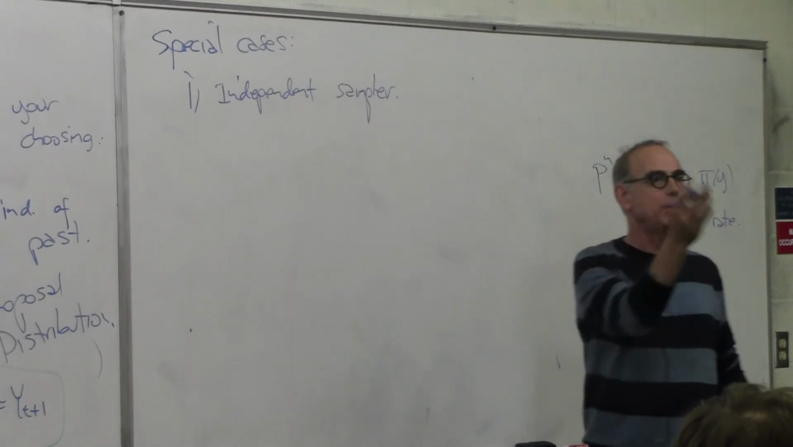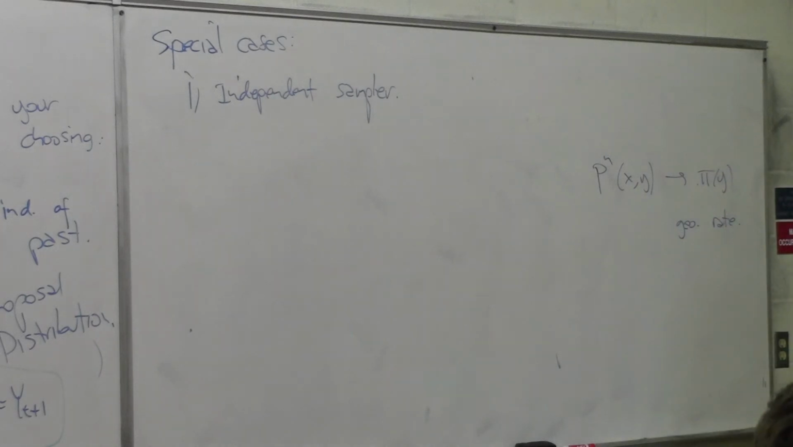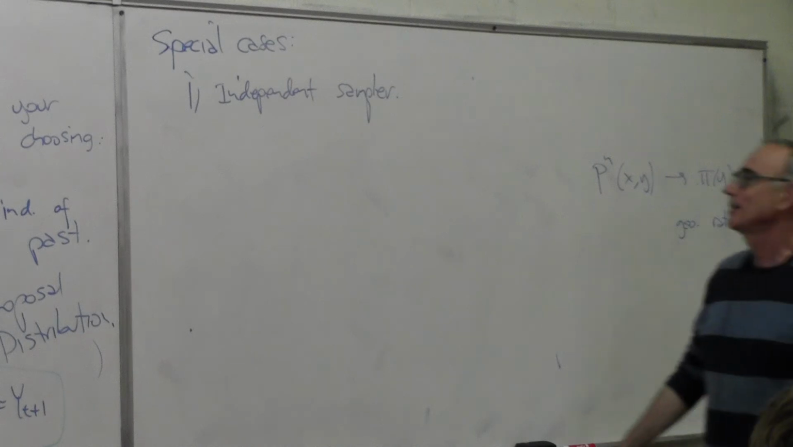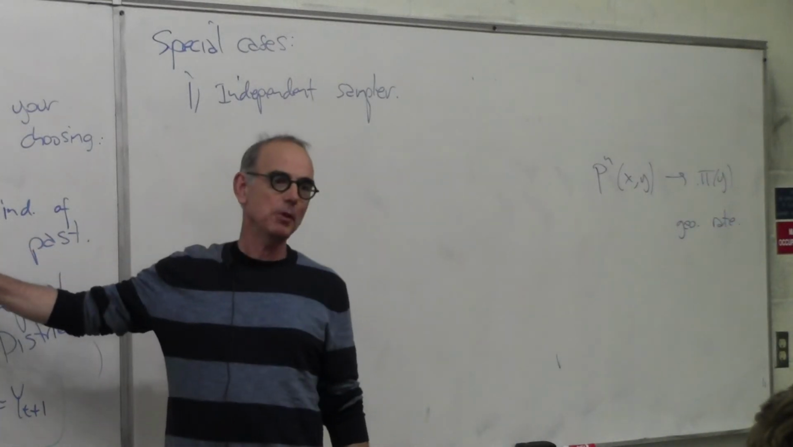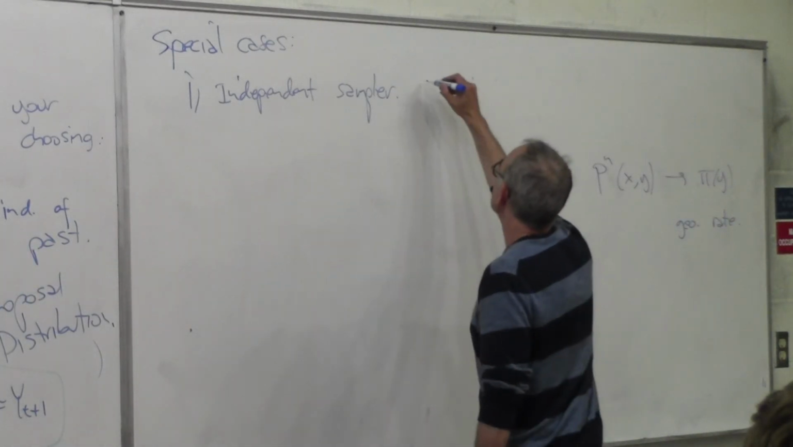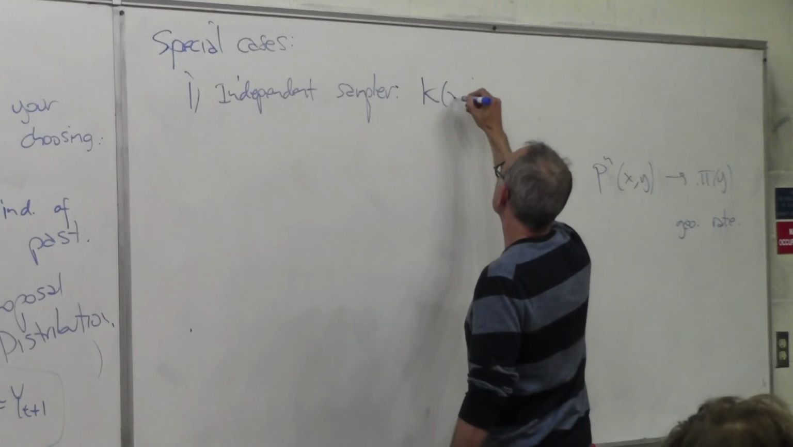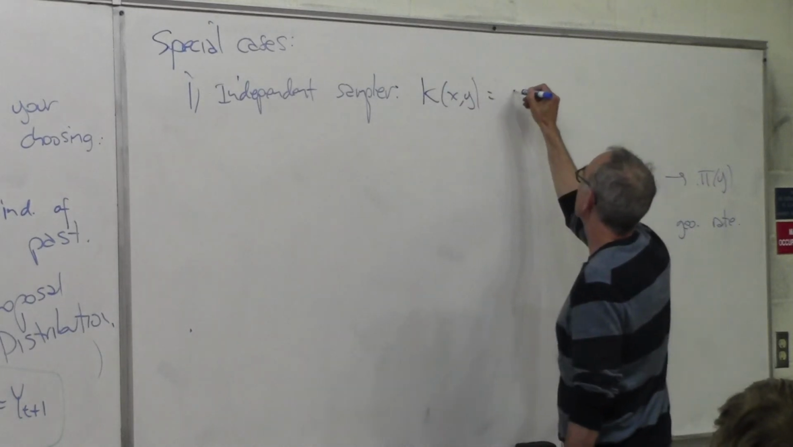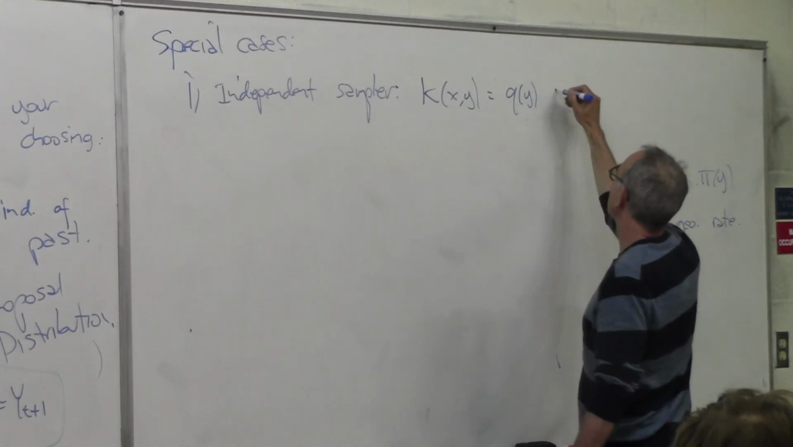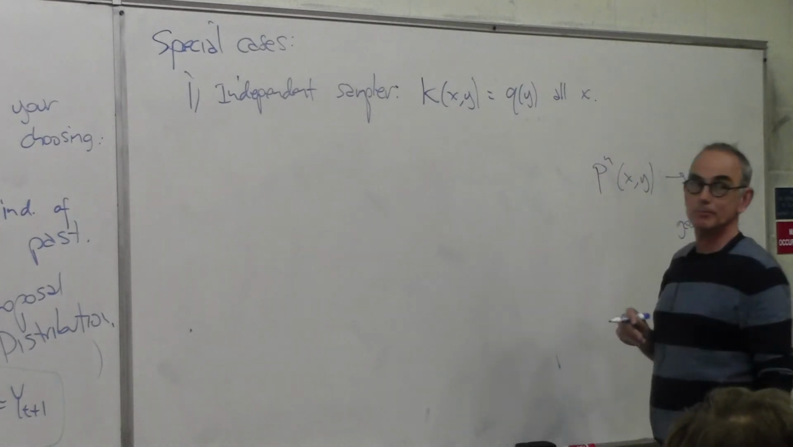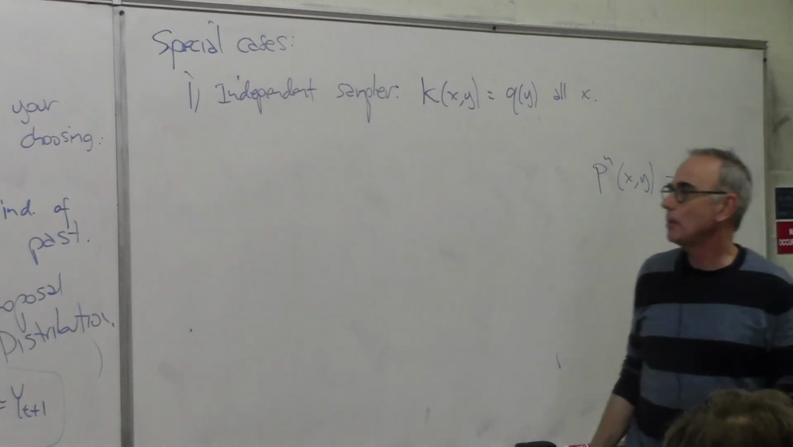So the first one's called the independent sampler, and this definitely answers your question. Just don't worry about x, just draw it independently. All right. And then this should be pretty easy.